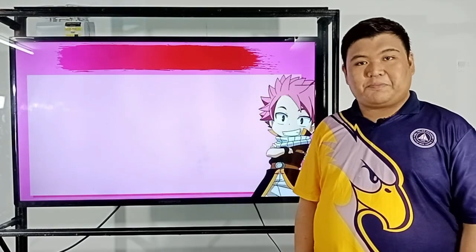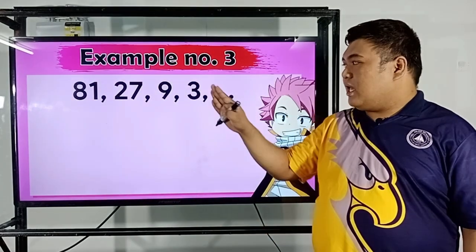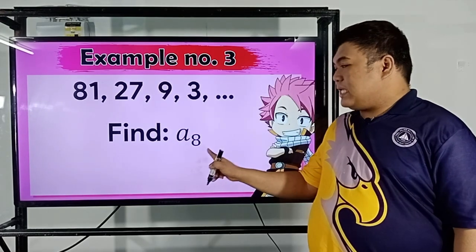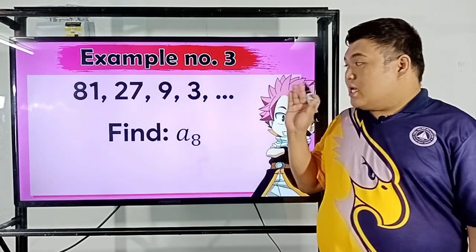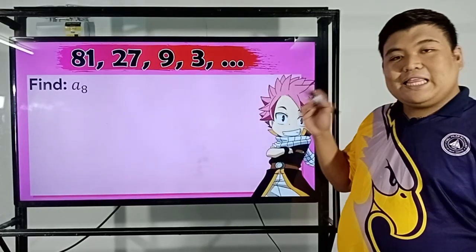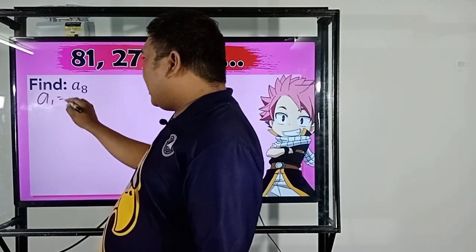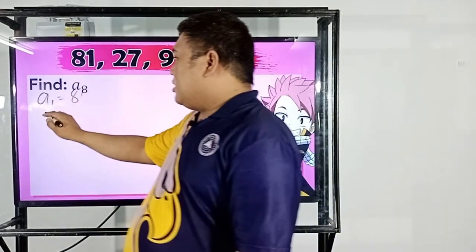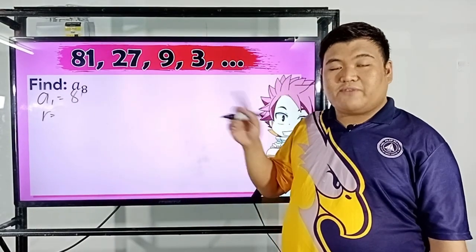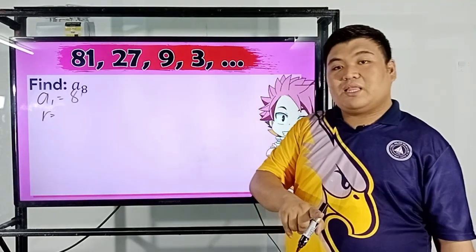And let's now have example number 3. So for this example, we have 81, 27, 9, 3, and so on. Now, ang hahanapin naman daw po is a sub 8 or the 8th term of the sequence. So again, kung hinahanap si a sub 8, pwede natin listan muna yung ibang given. O, given si first term na 81. O, ano yung common ratio? 27 divided by 81 on your calculators. Use the fraction ha, para mas madali po. That is 1/3. 9 divided by 27 is 1/3.